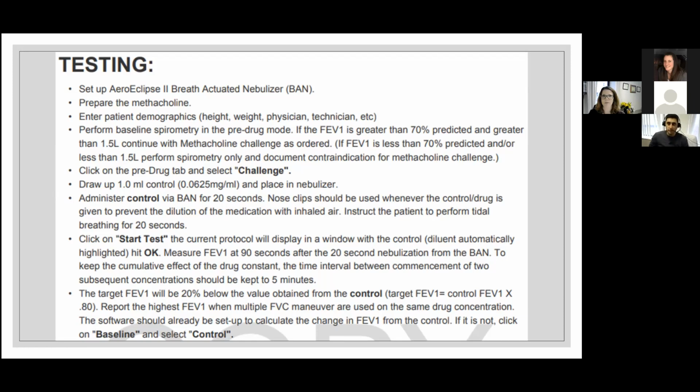Click on the pre-drug tab and select, these are all technical details essentially, but we start with the lowest concentration, the 0.0625 milligrams per milliliter. We put it in the nebulizer, and we essentially administer the test in a manner similar to what I described before. We measure the FEV1 after 90 seconds, after the 20-second nebulization of the breath actuated nebulizer. And then we also record the target FEV1, which will be 20% below the value obtained from the control. We always report the highest FEV1 when multiple forced vital capacity maneuvers are used on the same drug concentration.